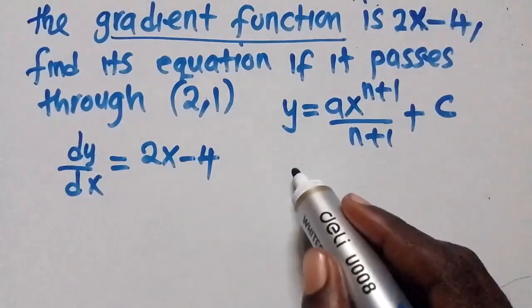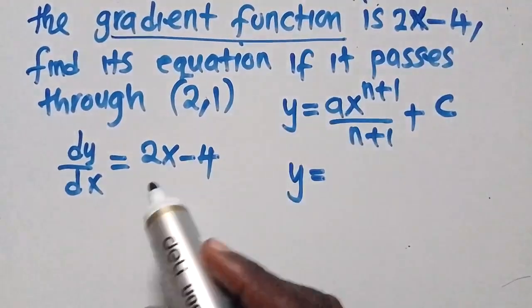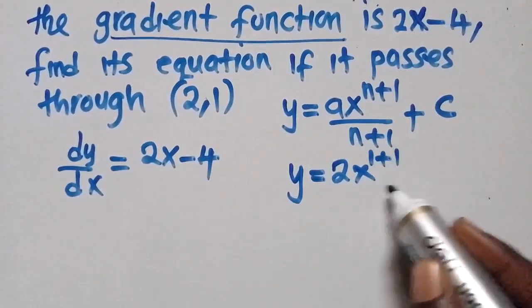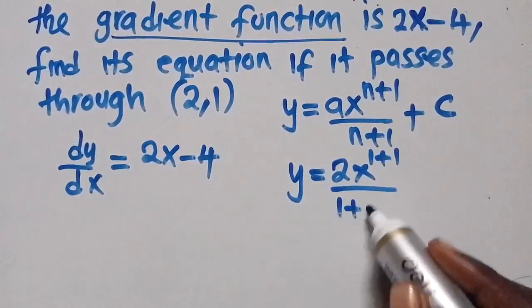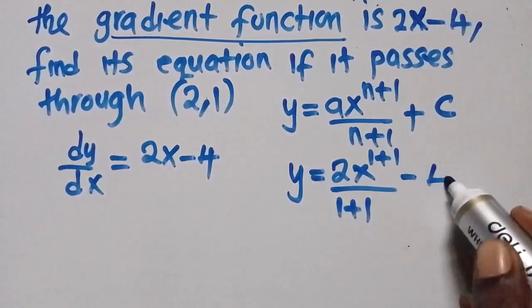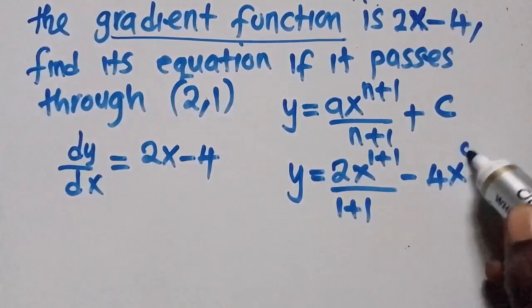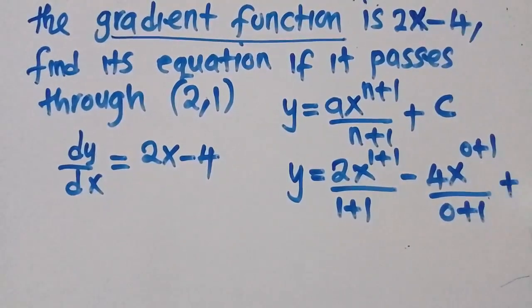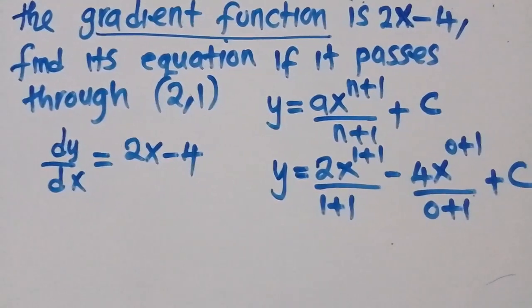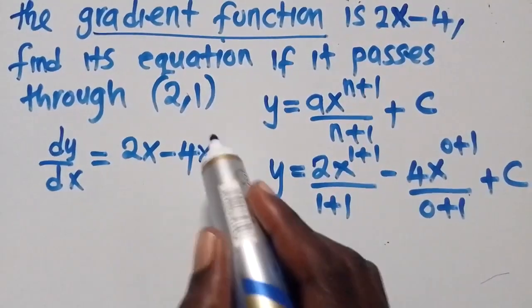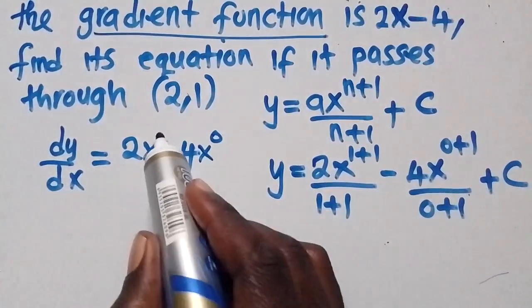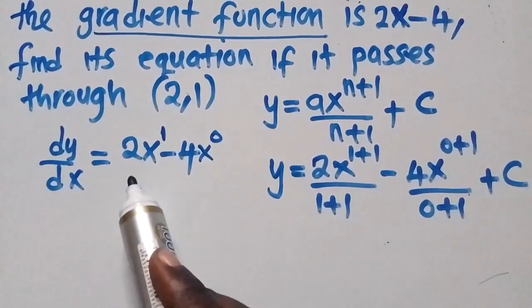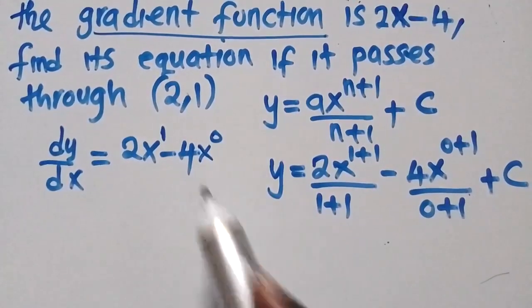Where I say y is equal to, the 2 is the coefficient. So I get 2x, the power is 1, so 1 plus 1. The power comes up by 1. I continue with minus 4, which is 4x to the power 0, so plus 1 over 0 plus 1, then plus c. This is the same as x to the power 0. You are just adding 1 to the power, and the total power comes down.